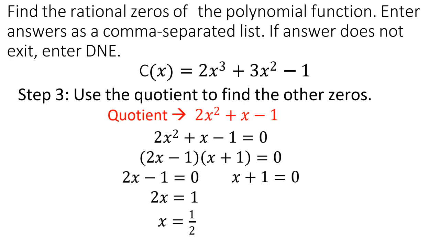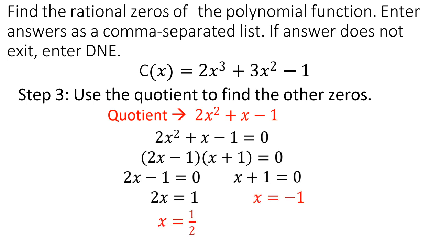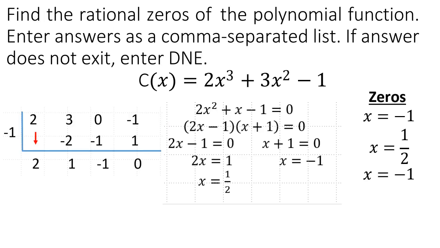So one of the zeros is at x equals 1 half. For my second zero, hopefully it's easy to see that if I put negative 1 for x, negative 1 plus 1 will give me 0. And voila, I have all three zeros. Please don't forget the one that we just found by using synthetic division. My zeros are at negative 1, 1 half, and negative 1.